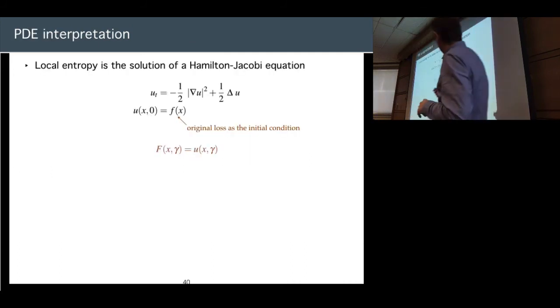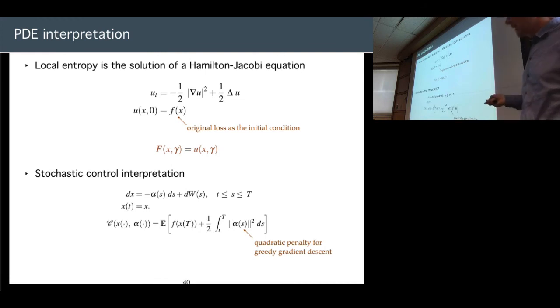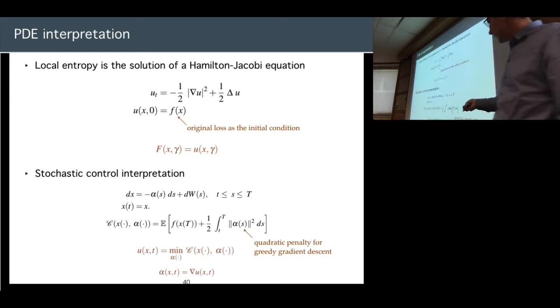If you take SGD, you can write it as a discrete equivalent of a stochastic differential equation that looks like this. U here is the solution. So this is local entropy, not just standard SGD. F is the original function we're trying to minimize. U is local entropy. You run this PDE backwards, and that's local entropy. So you're trying to solve the stochastic differential equation. There is actually a stochastic optimal control problem that corresponds to this, where the gradient of local entropy is the cost to go.